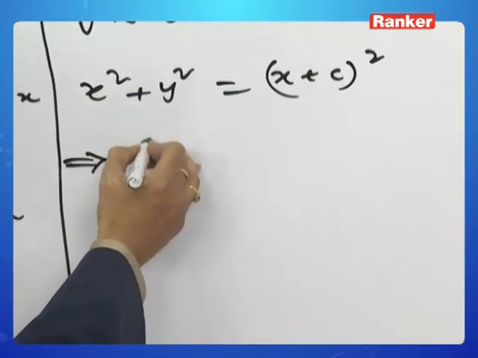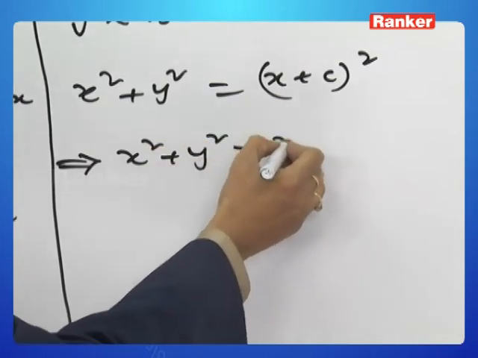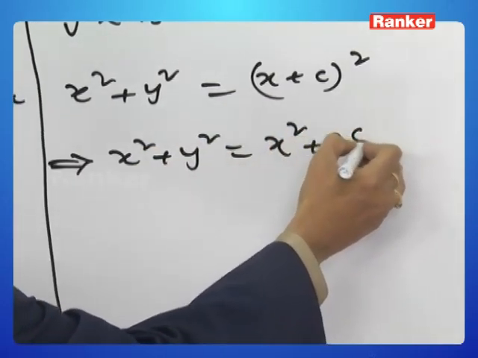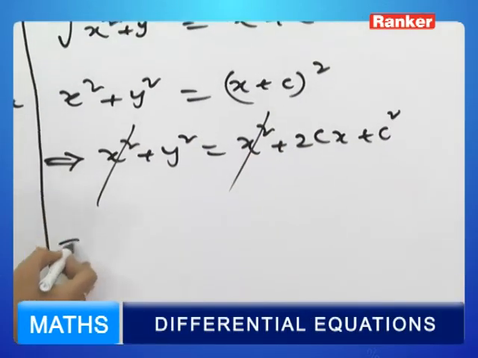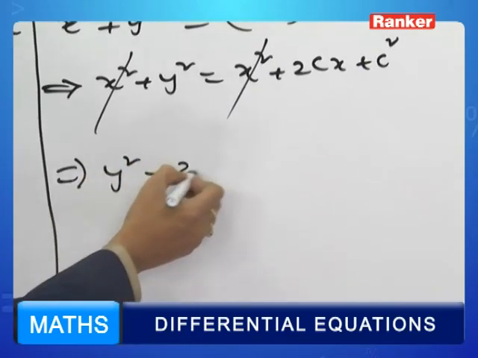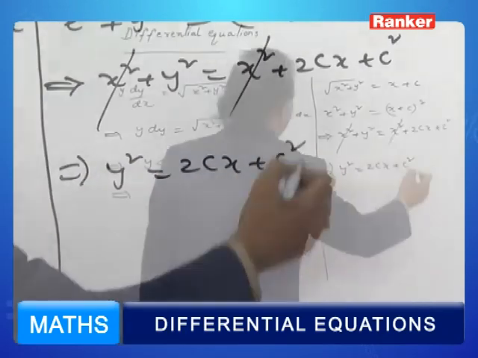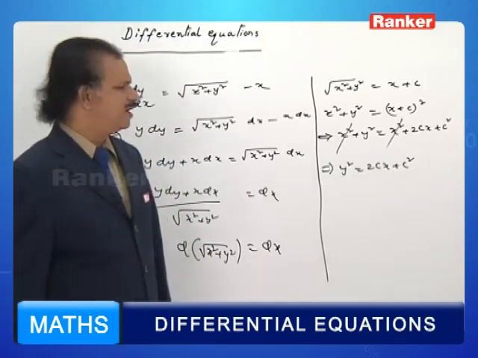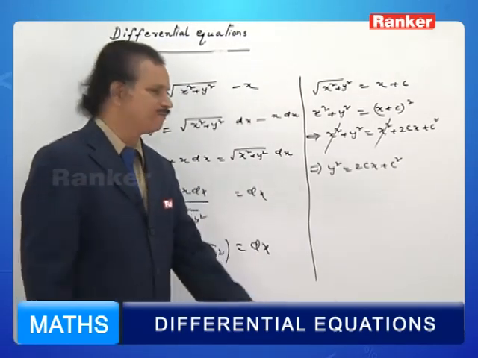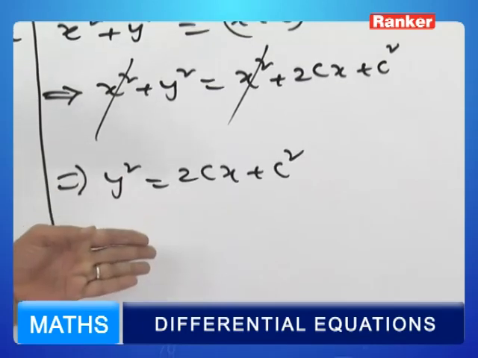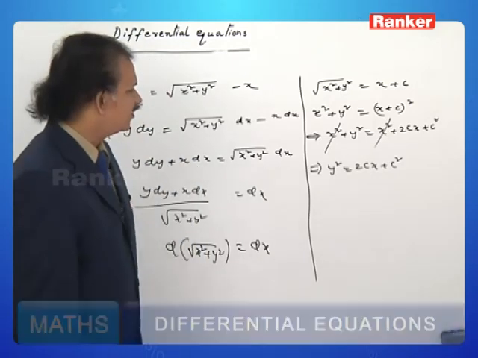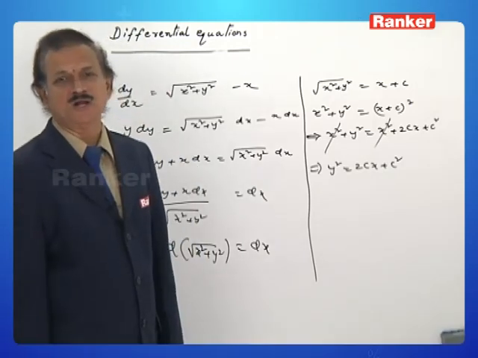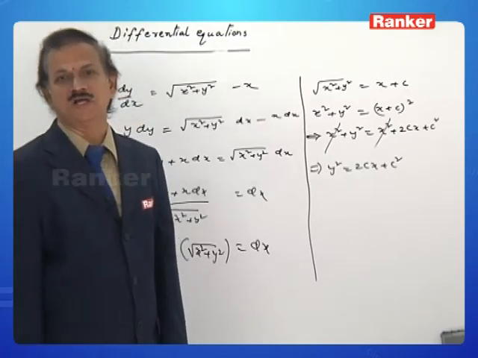Implies x square plus y square is equal to x square plus 2cx plus c square. You can cancel one x square. What are you going to have? Y square is equal to 2cx plus c square, right? Anybody can easily trace the shape of the curve whose equation is y square is equal to 2cx plus c square. Surely it represents a parabola and c is the constant here, so it forms a system of parabolas.